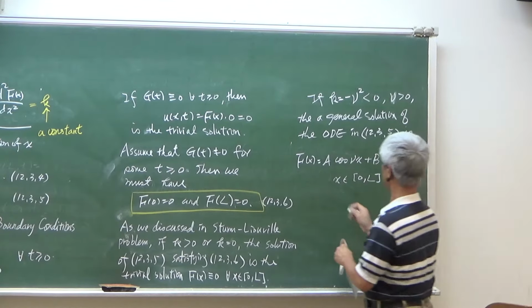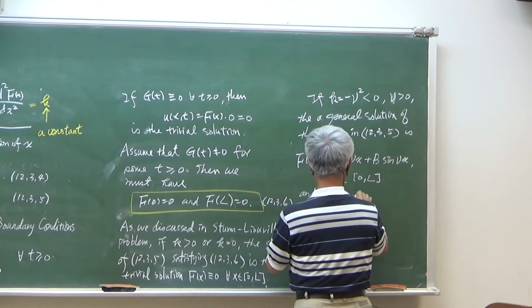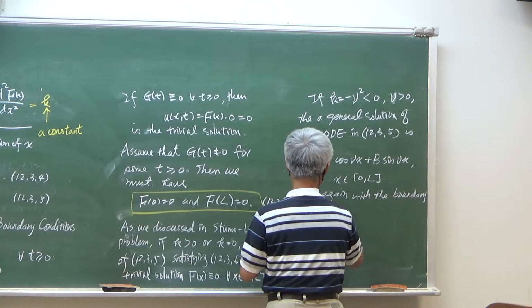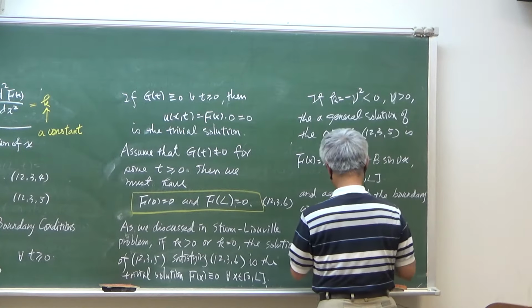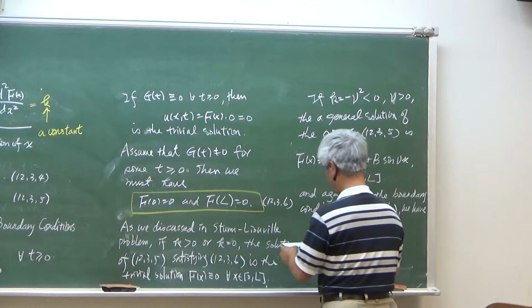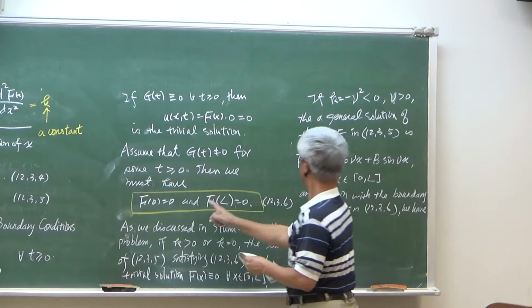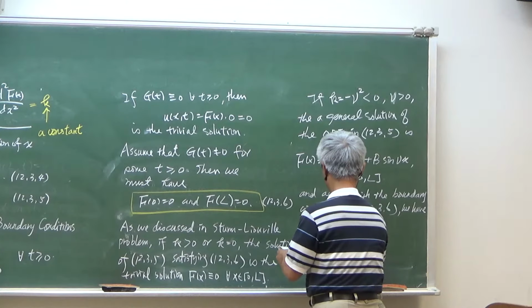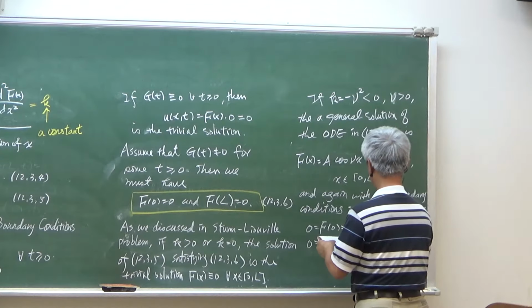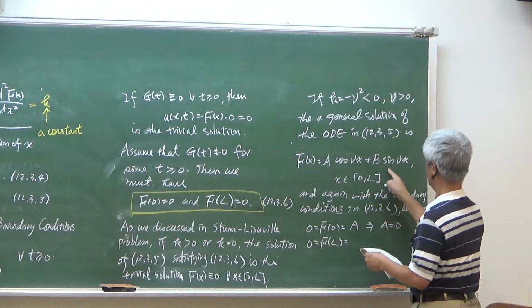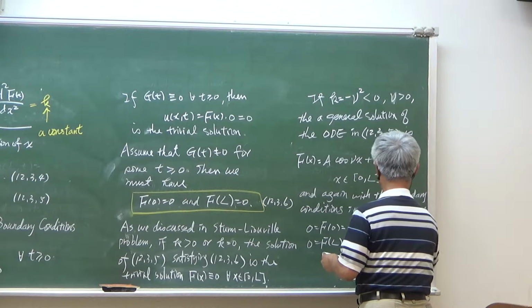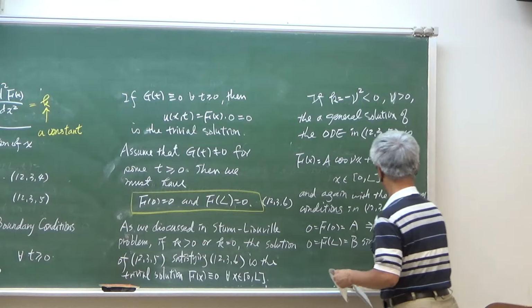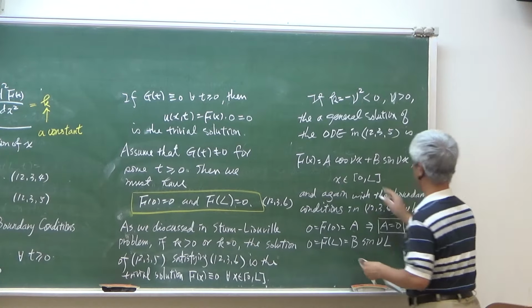And again, with the boundary condition in 12.3.6, we have that 0 equal to f of 0, so here we have A. And 0 equal to f of L, which is equal to B sine mu L. So this implies A equal to 0, so we know A must be equal to 0.